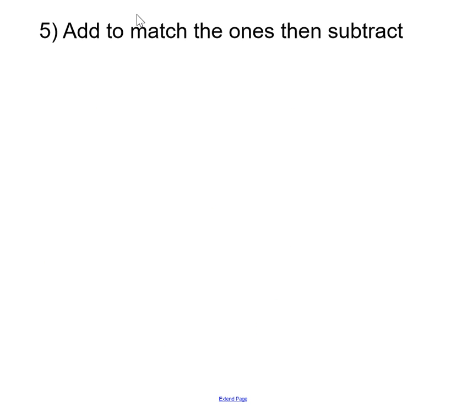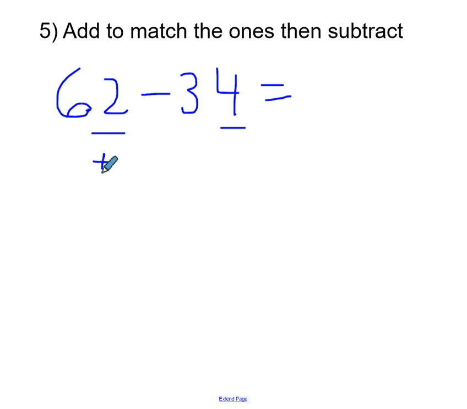Strategy number 5, add to match the 1s, then subtract. This one is a little bit more complicated, and maybe some of you will not like it at all, but I want to show you anyway. If you have to do 62 minus 34, for example, well, you have 2 units, you want to take away 4, so it's not really easy to do. But what if we add 2 more? It would be 64 minus 34. That would be easy to do.